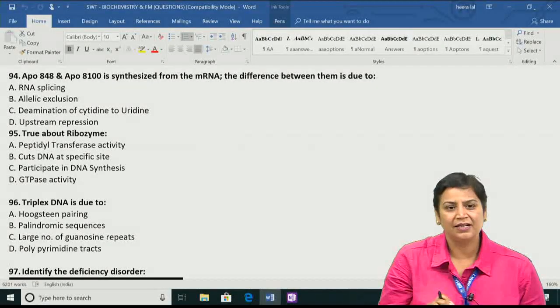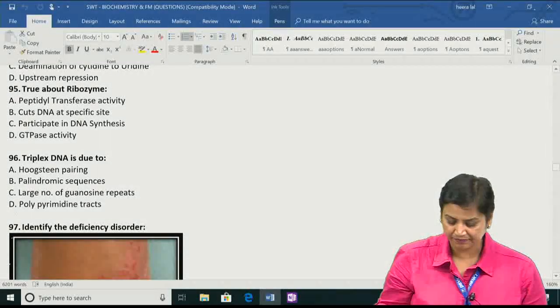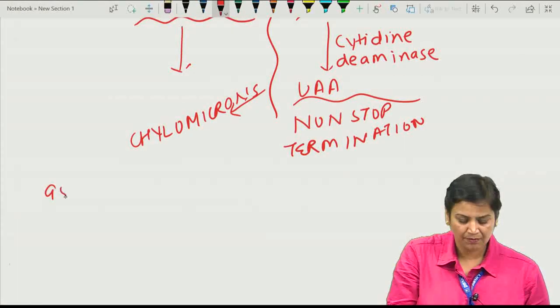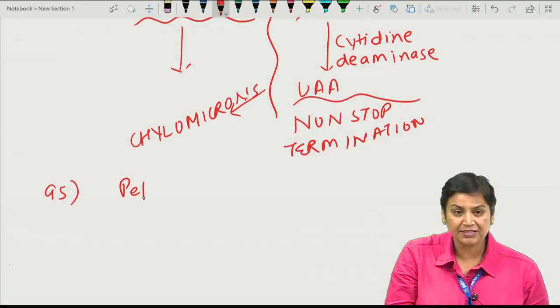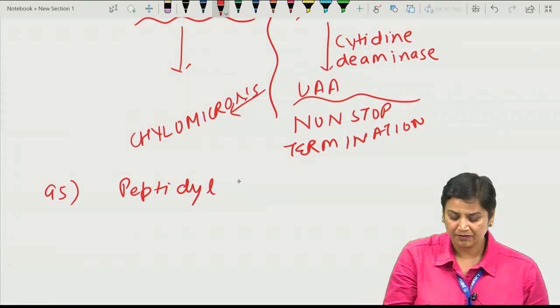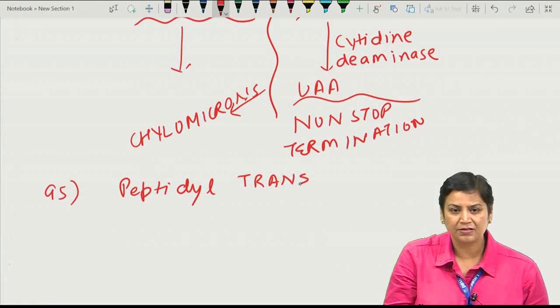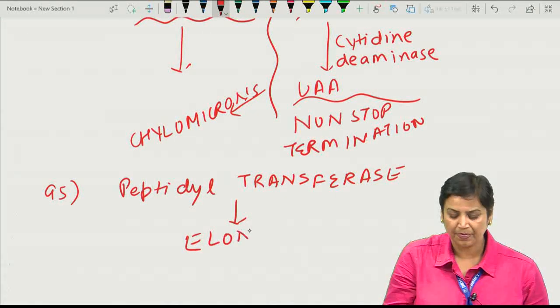Then question number 95, true about ribozymes. Ribozymes, again, RNA has a catalytic activity. Peptidyl transferase activity, yes. Cut DNA at specific site, no. Participate in DNA synthesis, no. GTPase activity, no. So it is nothing but peptidyl transferase activity, which is seen in the elongation step of translation.